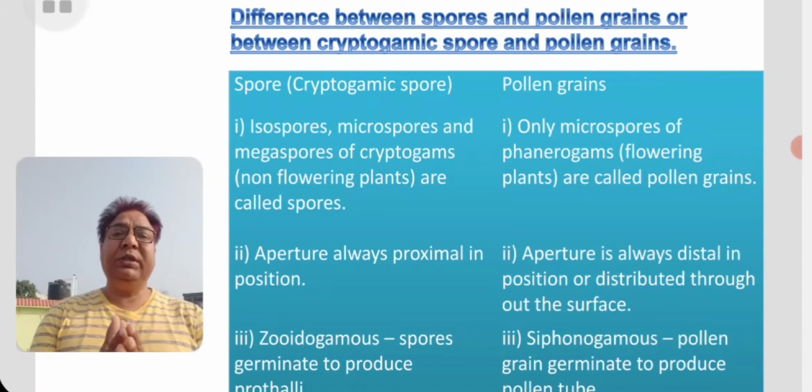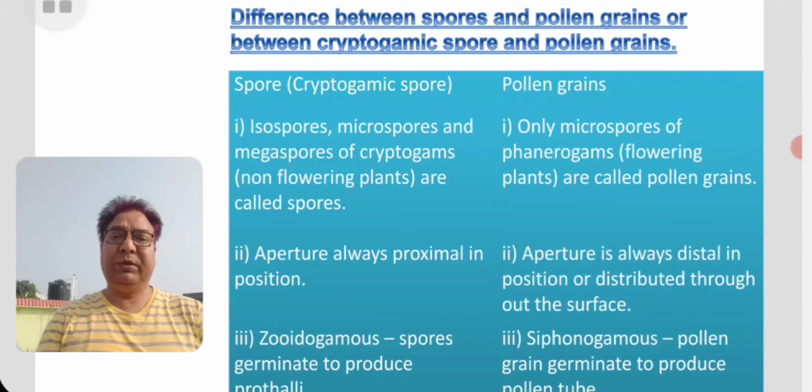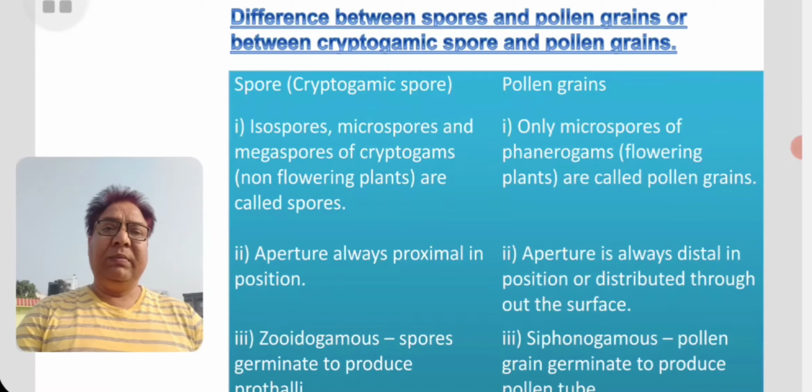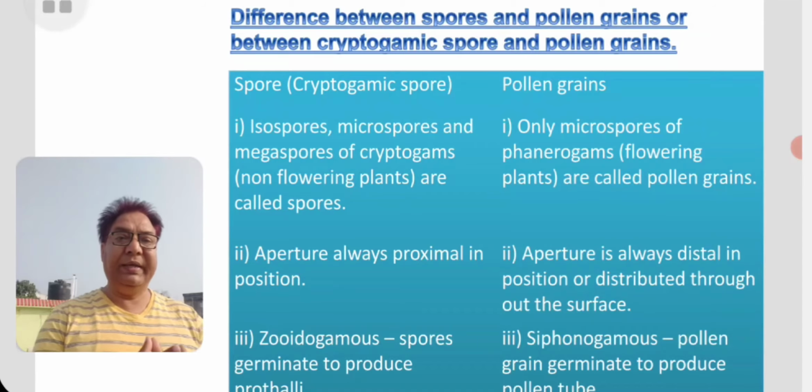So the aperture is always proximal in position in cryptogamic spores, whereas in phanerogams, they are never proximal; they are mostly distal, or they may be equatorial, or they may be globally located.